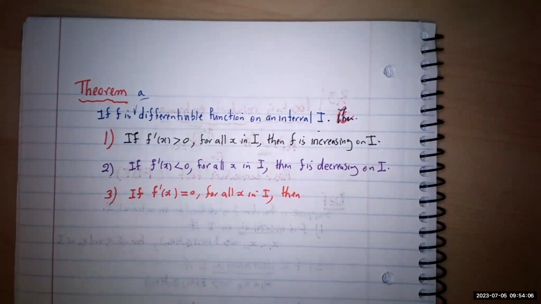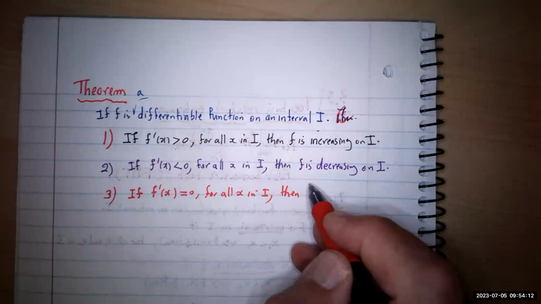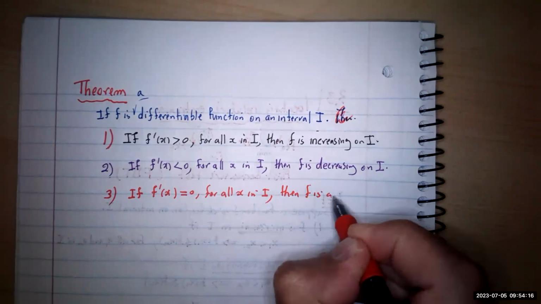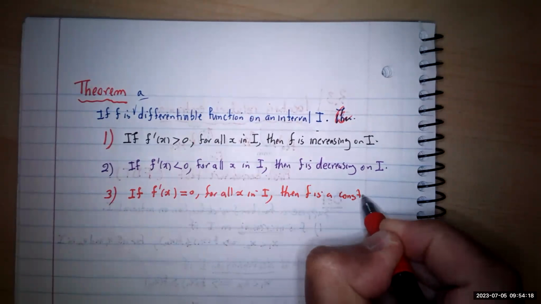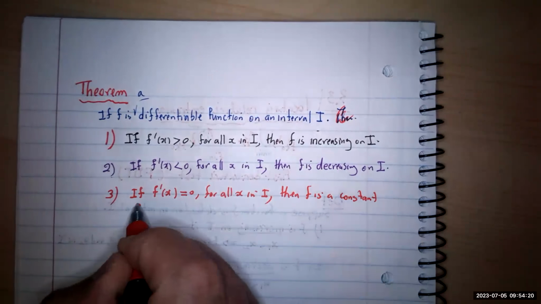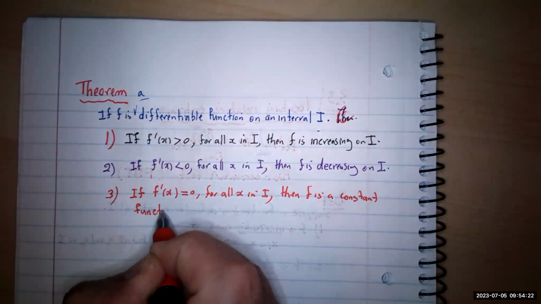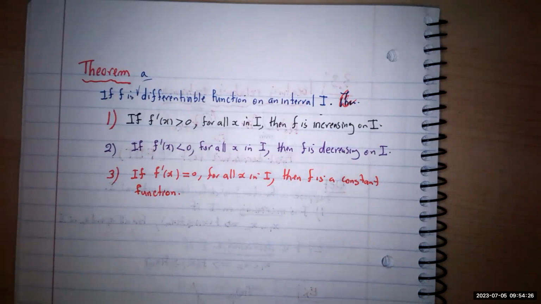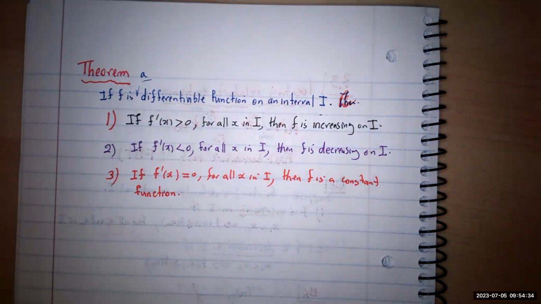So this is going to be used quite a lot later on. Then f is a constant function. It's going to be a straight line, in this case a horizontal line. You see, these are the 3 possibilities that we can have.